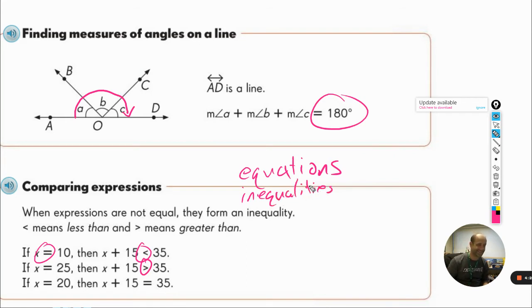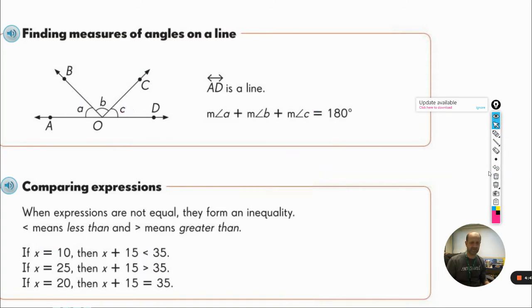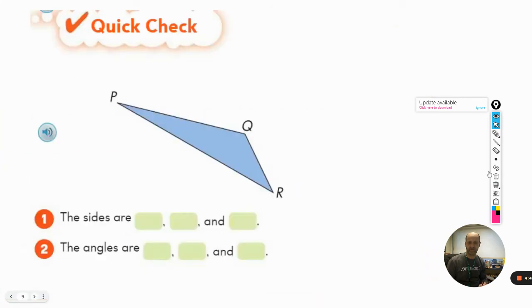Just like a sentence is a sentence and a question is a question, each one is a complete thought, but if you change the punctuation, you change its purpose and its name. So imagine you're trading a period for a question mark. If x is 10, then x plus 15 is less than 35. If x is 25, x plus 15 is greater than 35. And if x equals 20, x plus 15 equals 35. Can't remember where that comes into place here, but I'm sure it's useful.